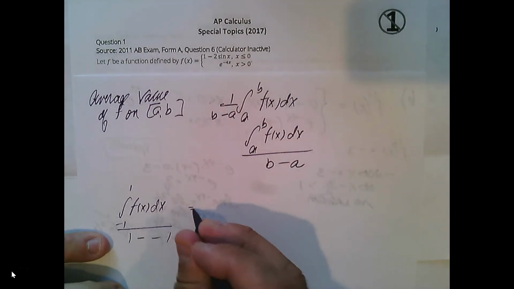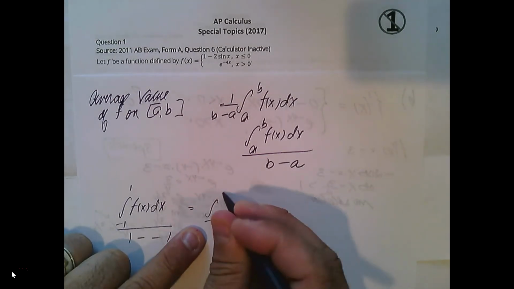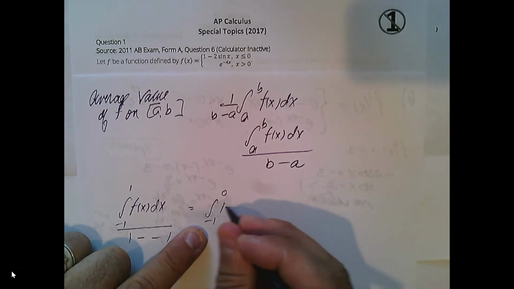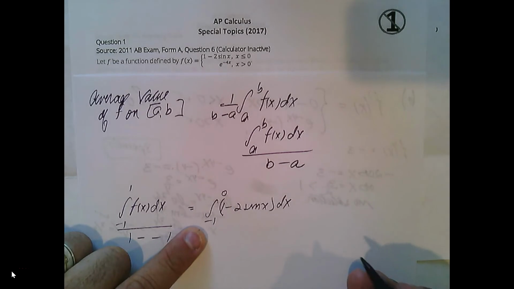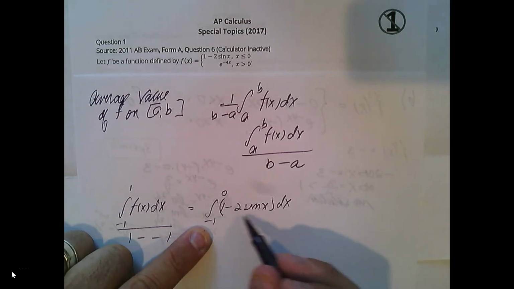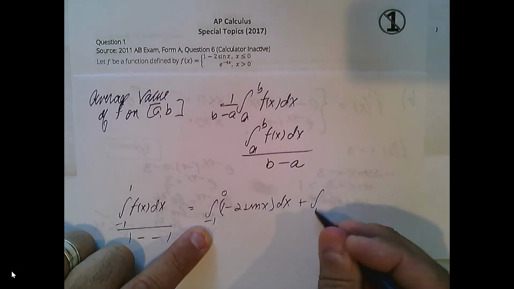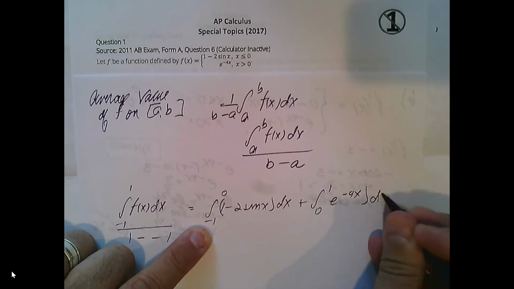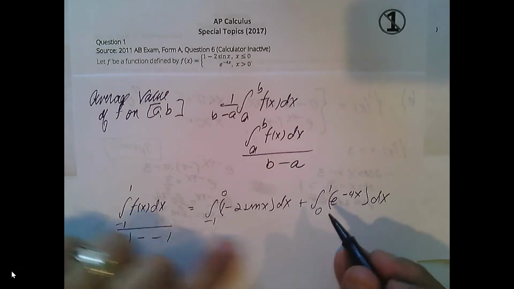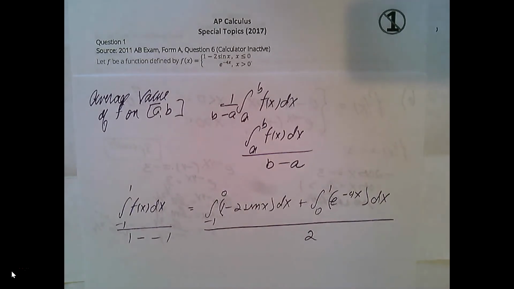So what we're going to have to do is split this integral into two. We're going to integrate the function 1 minus 2 sine of x with respect to x from negative 1 to 0, because that's how f is defined on this interval. Plus, we're going to integrate the function e to the negative 4x with respect to x from 0 to 1, and this whole expression gets divided by 2.